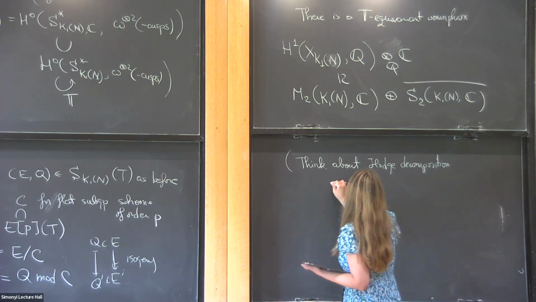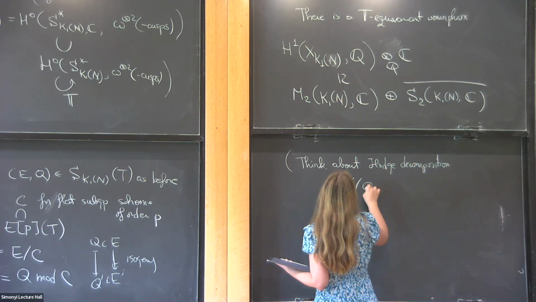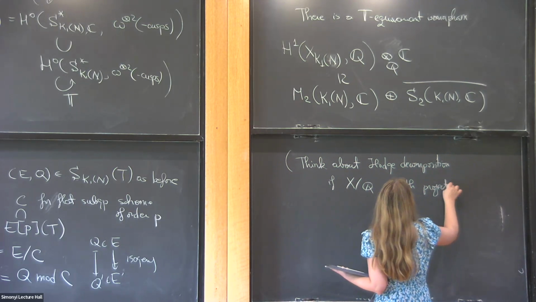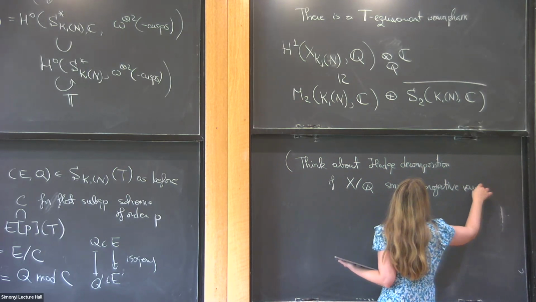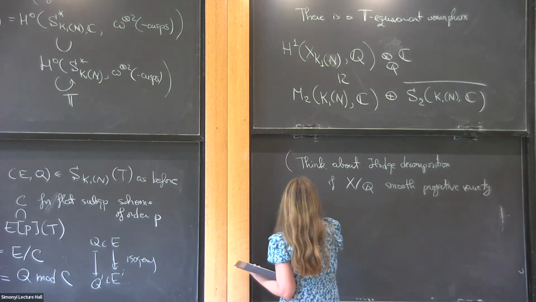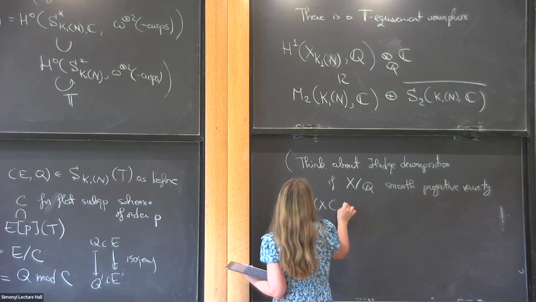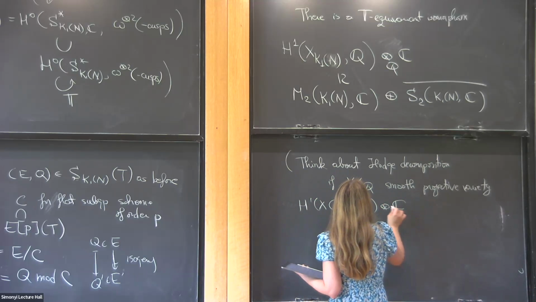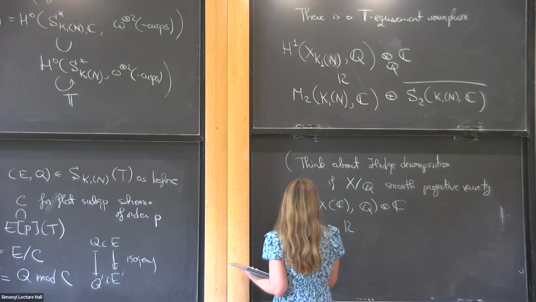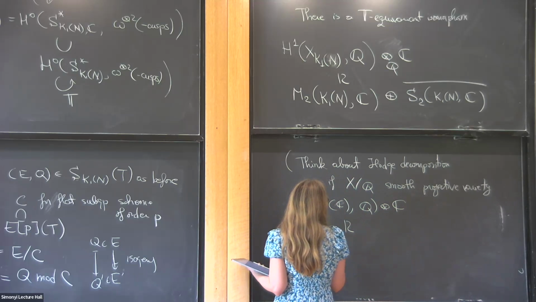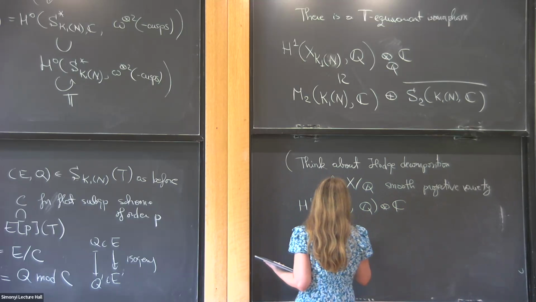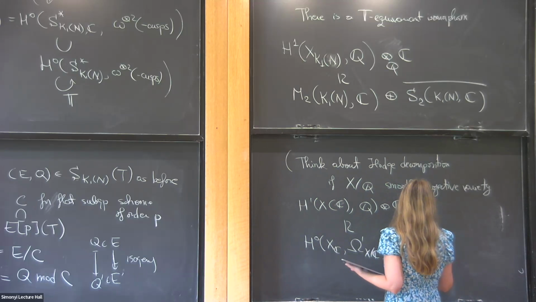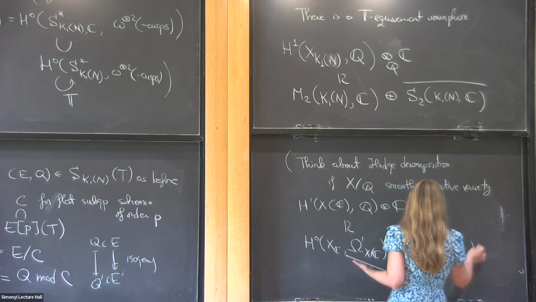Which is, if X over Q is a smooth projective variety, then H1, the singular cohomology of the complex manifold, if I tensor to C, breaks up as H0 of X over C, omega 1 of X over C, plus H1, if you haven't seen this before.